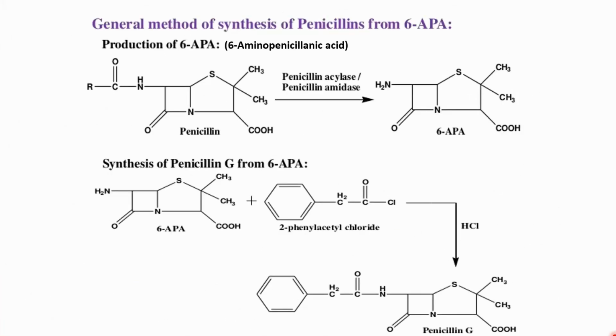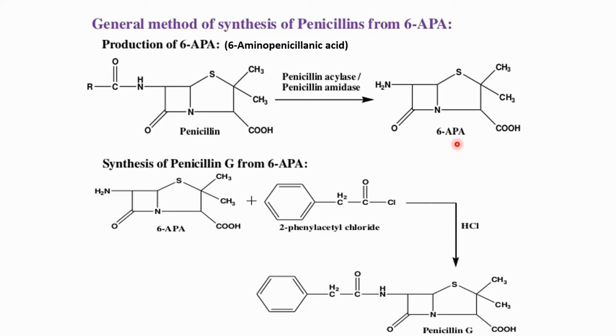Next, this is the general method of synthesis of penicillin from 6-aminopenicillanic acid. First, how can we synthesize 6-aminopenicillanic acid? Penicillin, which is obtained from nature, will convert into 6-aminopenicillanic acid in the presence of penicillin acylase and penicillin amidase. These are the two enzymes which convert penicillin into 6-aminopenicillanic acid.